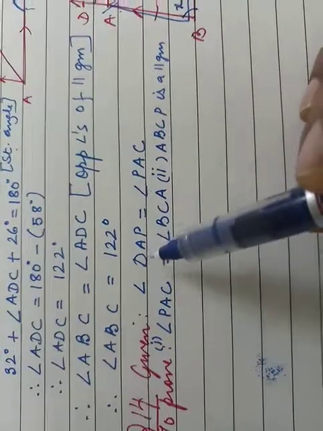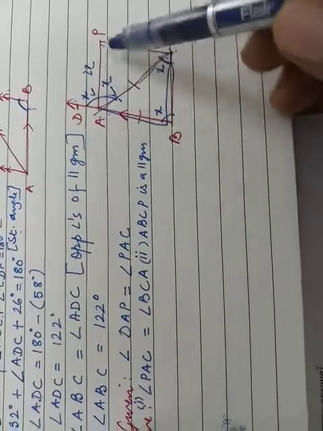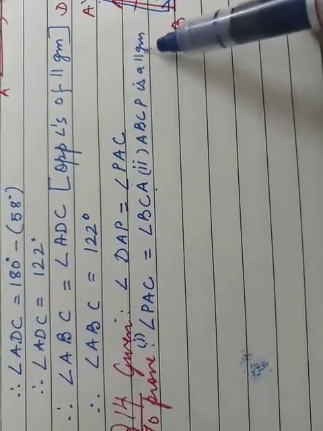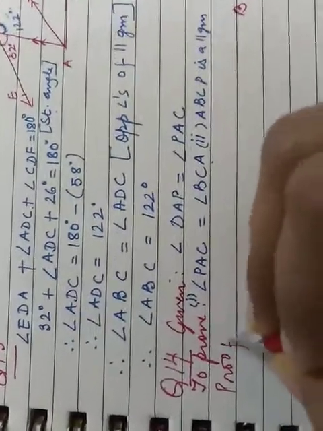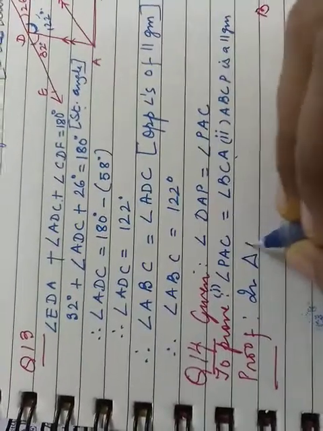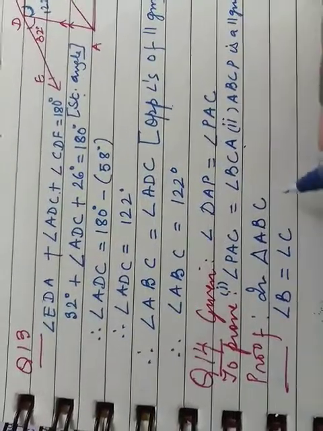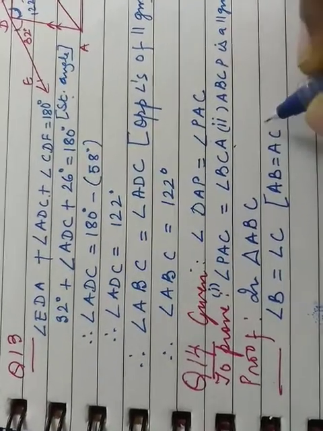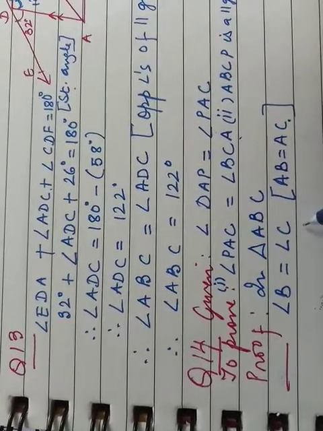So what is given? Angle DAP is equal to PAC. That means AP is the bisector. And we have to prove that these two angles are equal and ABCP is a parallelogram. So let's write its proof. How we write it? In triangle ABC, angle B is equal to angle C. Reason? AB is equal to AC. As two sides are equal, AB is equal to AC, therefore angle B is equal to angle C.